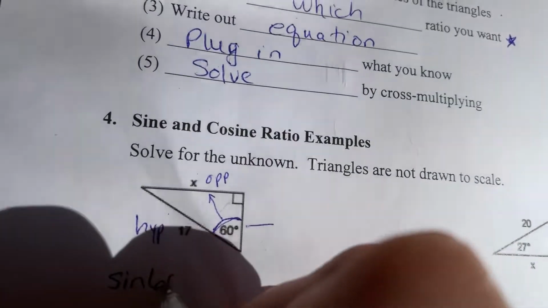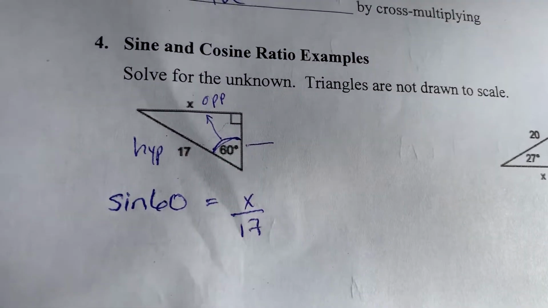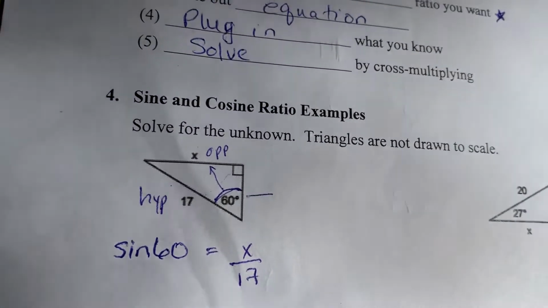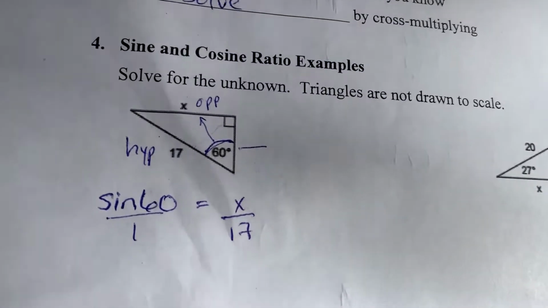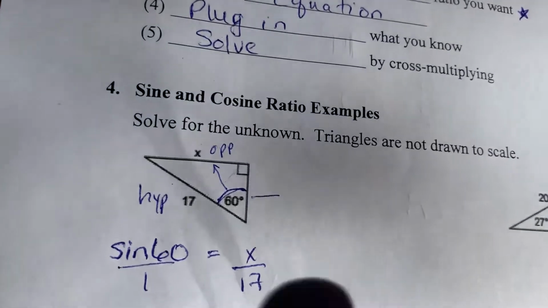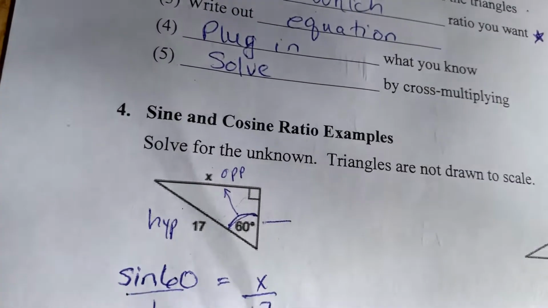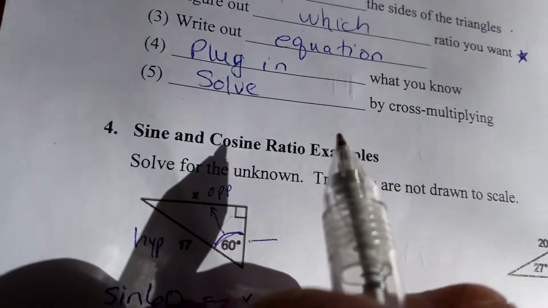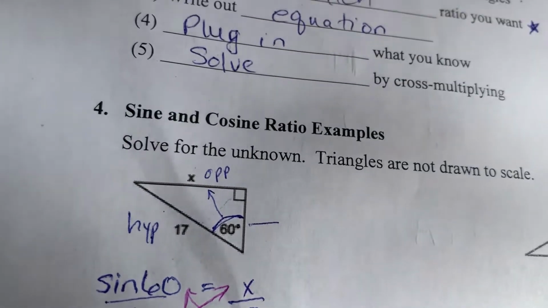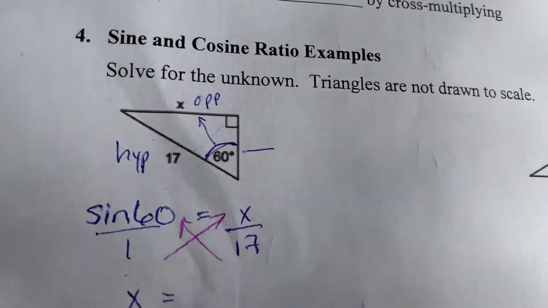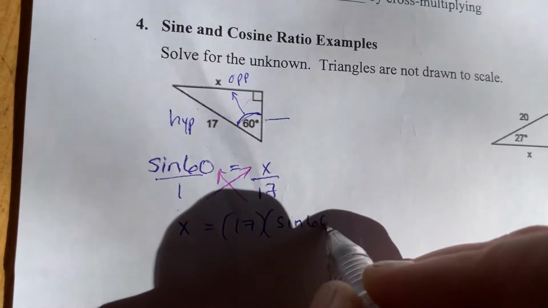So sine of 60 equals my opposite over my hypotenuse. Now that I have this, any number, and sine 60 is a number, you just type it in your calculator and figure out what it is. Any number can be written over 1. So now, guys, our favorite thing: we have fractions on both sides and an equal sign in the middle. We're going to cross multiply. So 1 times x equals x. X equals 17 times sine 60.